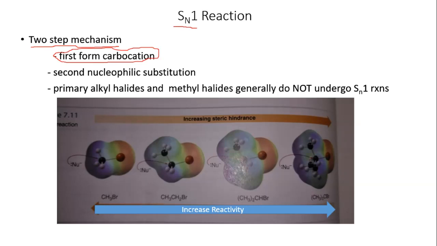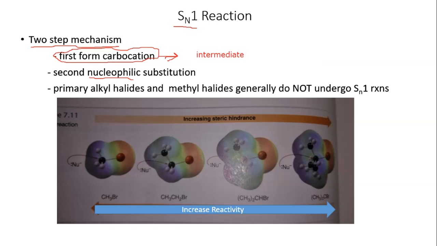And then in the second step, and again, the carbocation is the intermediate, we have the nucleophilic substitution. So then the nucleophile attacks the carbocation, forming your product.